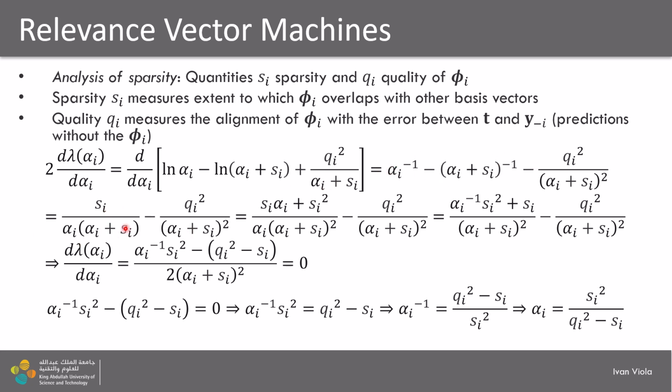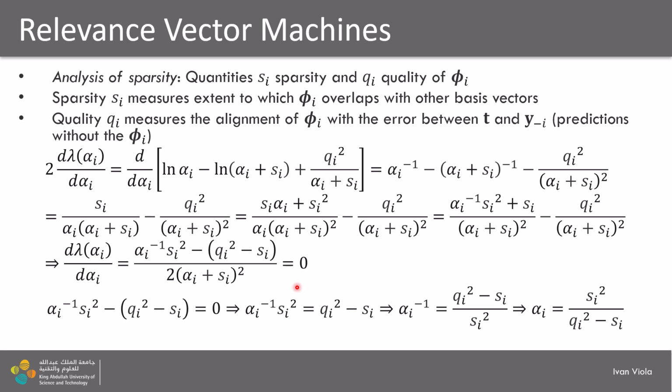Then if we are multiplying it on both sides, the numerator and denominator, with alpha I plus Si, then we will have here a square term, and here we will have a slightly more complicated term, but we are getting closer to the denominator here for this Qi, and now we can put it all into just one fraction, and that is the result of our derivative, and then we set it to 0.